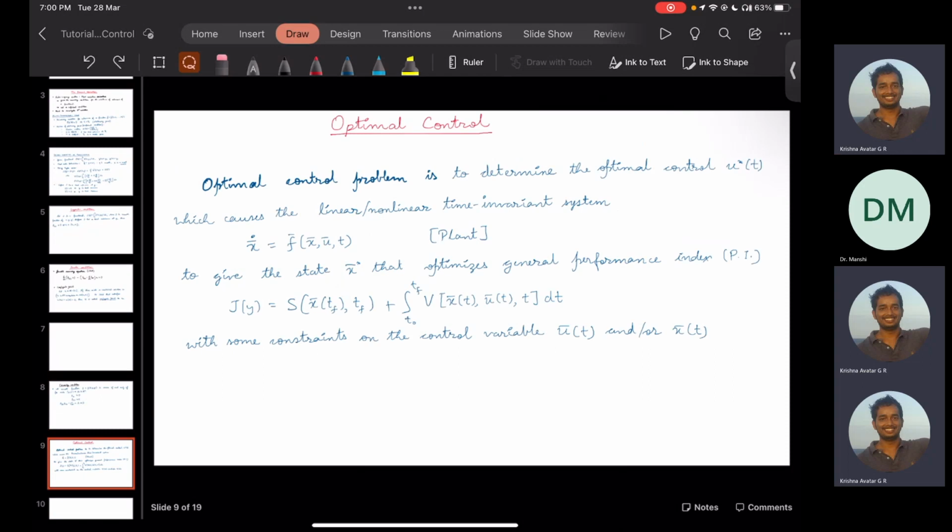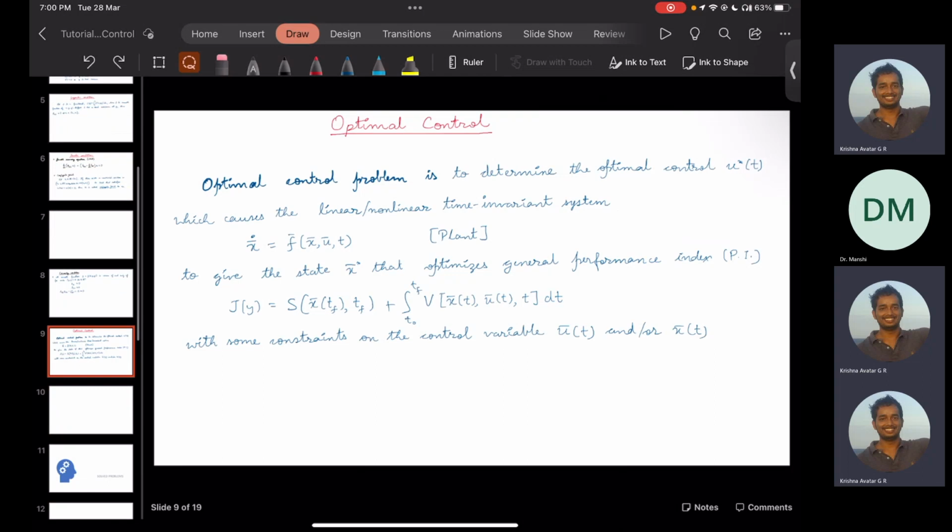And now let's review the concepts that we had discussed in week 9 of the course, and this is about optimal control. I'll just give a brief explanation of what an optimal control is. The optimal control problem is to determine the optimal control u star(t), which causes the linear or nonlinear time invariant system, whose governing equation or evolution equation is given as x vector dot equal to f vector, a nonlinear function of x vector, u vector, and t. This is also what we call the evolution equation for a plant.